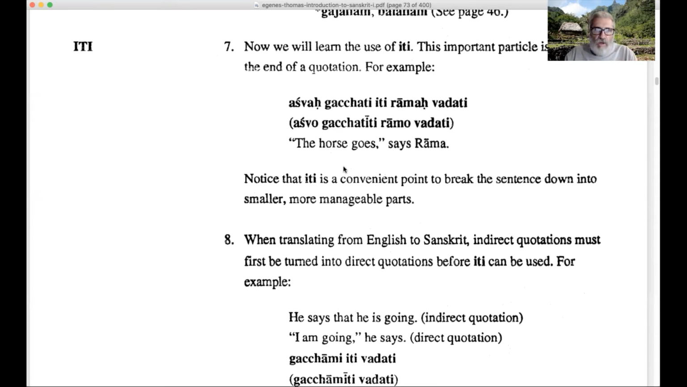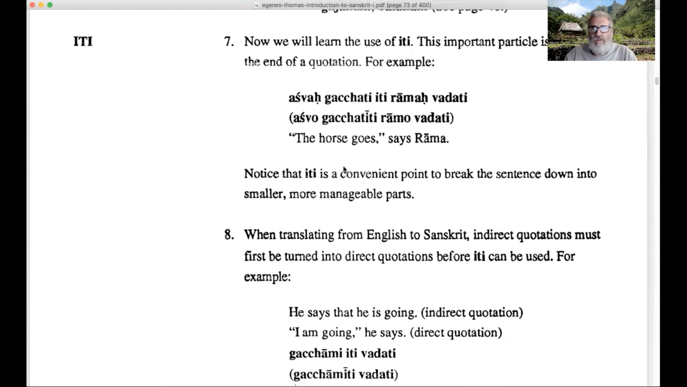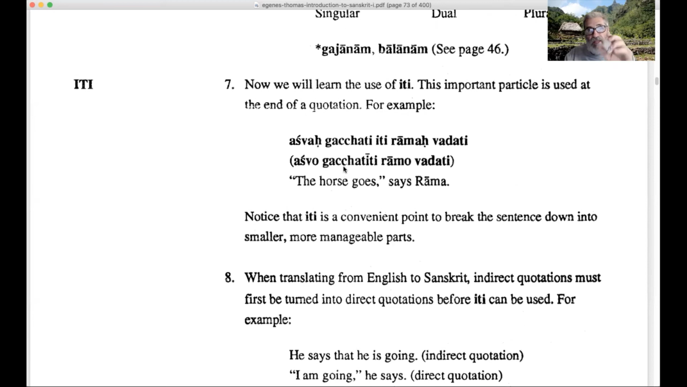So notice that iti is a convenient point to break the sentence down into smaller, more manageable parts. Here in this example, we actually have two sentences that can stand by themselves. Ramaha vadati is a simple sentence that can stand by itself. It has a subject, Ramaha, and a verb, vadati. So Ramaha vadati by itself just means Rama speaks. And that's a simple sentence.